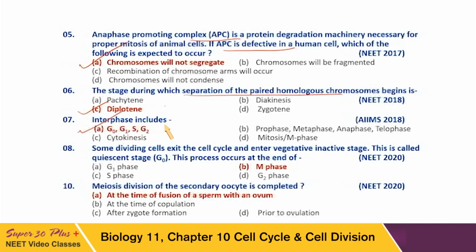Interphase includes this one: a dividing cell, yes, enters a vegetative inactive phase, this is called the quiescent stage, and the process at this end will be anaphase. Meiosis II division of the secondary oocyte is completed, this is important, you have to study it in sexual reproduction also. The primary oocyte, secondary oocyte, you know the terms. Meiosis II will be completed when the sperm enters into the ovum, at that time it will be completed.